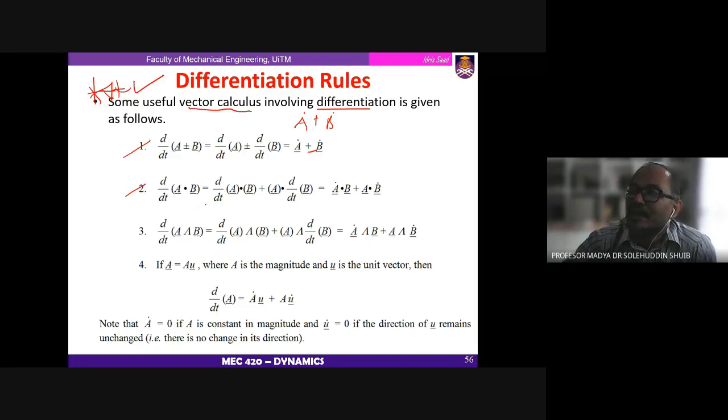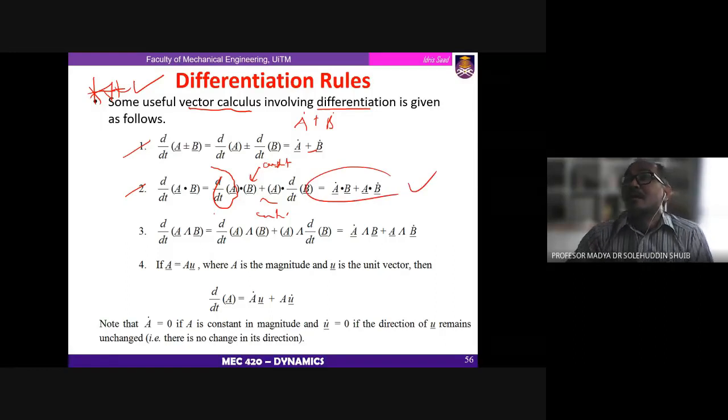Number 2, you differentiate the first one and make the second one constant. And then for the second part, you allow the first part to be constant, and then you differentiate the second one, which is B. So you differentiate A, you get A dot times B. And then second one, A becomes constant, so you differentiate B, you get B dot. Same thing with the cross product.